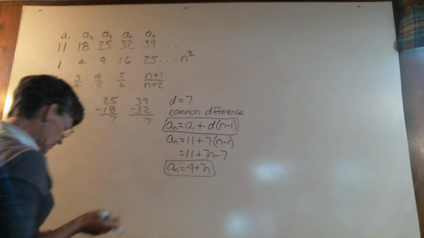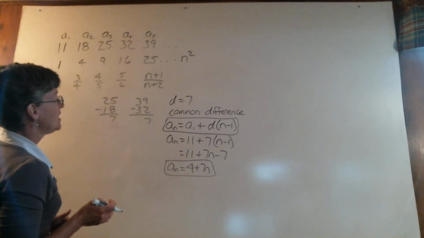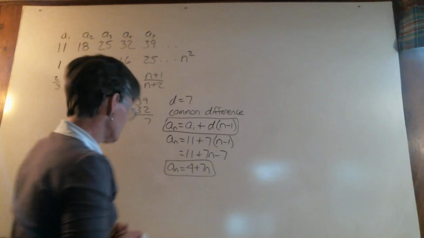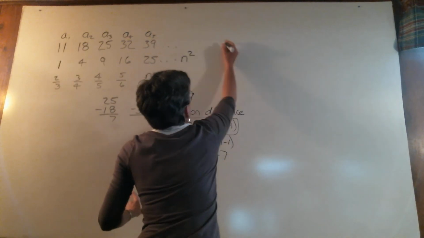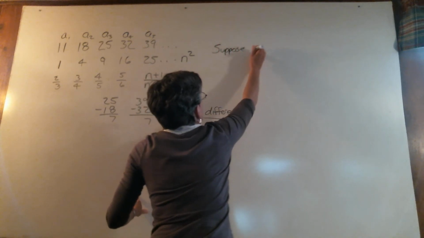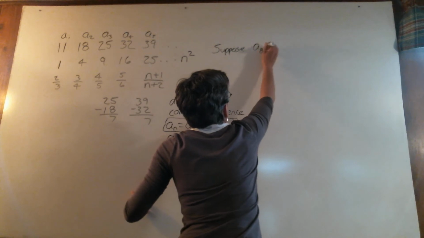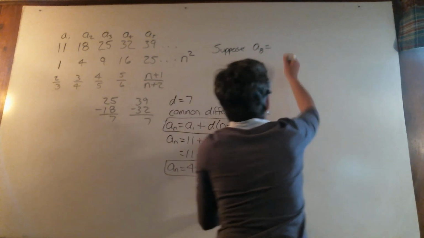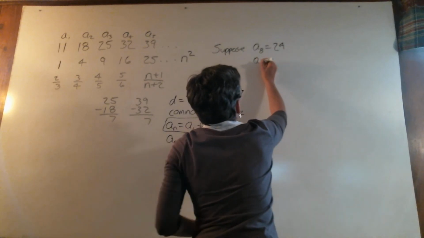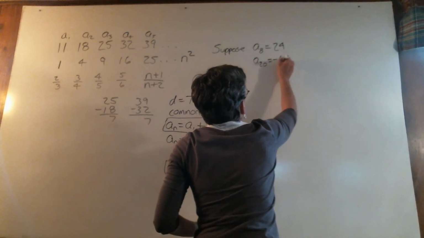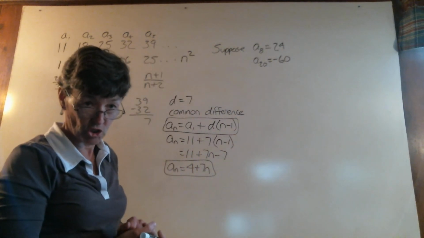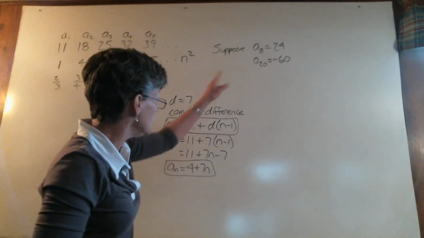Now, let's suppose that I know two numbers in a pattern, and I know that that pattern is an arithmetic pattern. Suppose I know that a sub 8 is 24 and a sub 20 is negative 60. And I want to come up with a pattern for the nth term in that sequence.